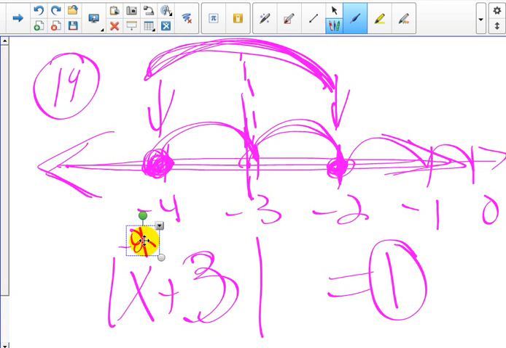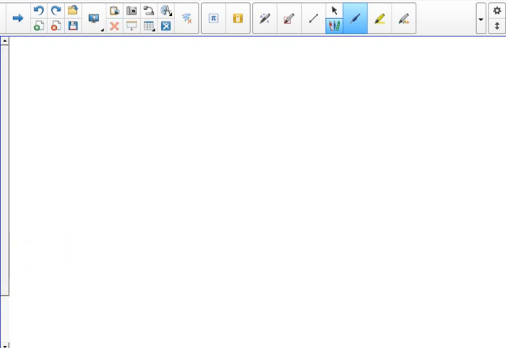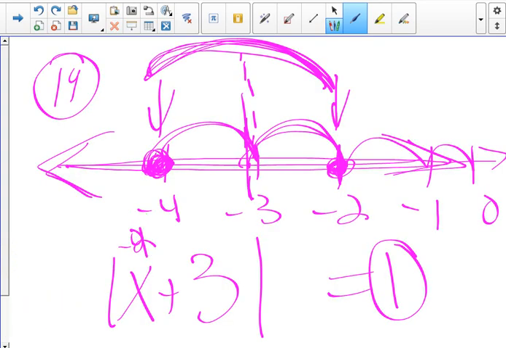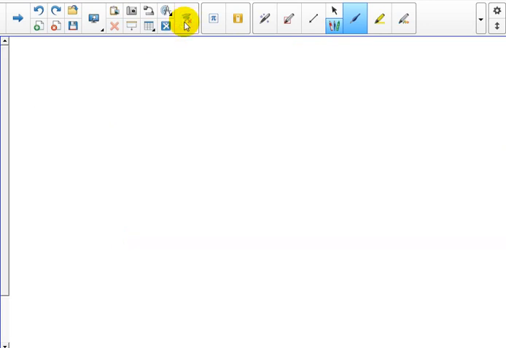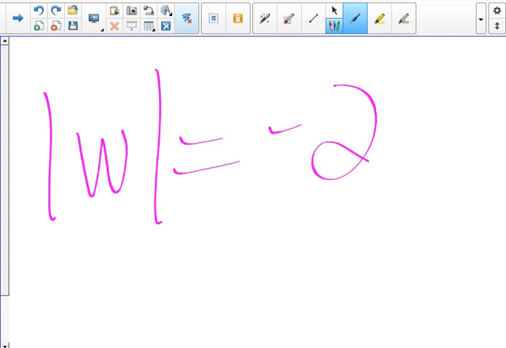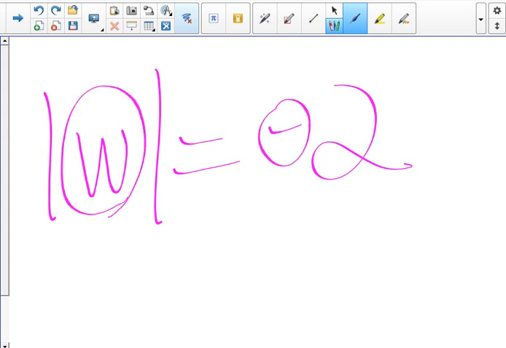Okay, but always put in numbers at the end and check your answer. All right, let's move on. It says, is the absolute value equation always, sometimes, or never true? Well, if I had the absolute value of something, here they've got a W, equal to -2, is there ever a case where the absolute value of anything would be negative? No, so that would be never true.